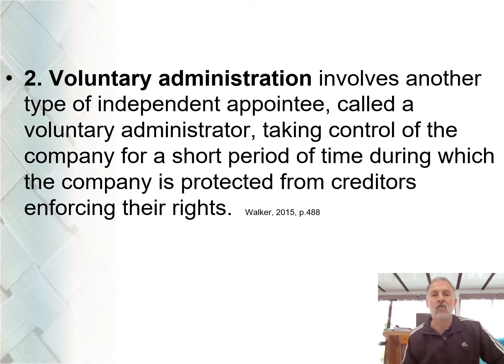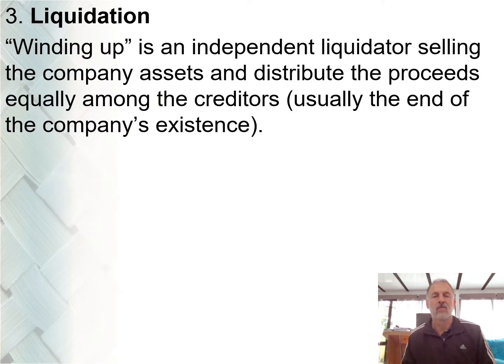Voluntary administration involves another type of independent appointee called a voluntary administrator, taking control of the company for a short period of time, during which the company is protected from creditors who wish to enforce their rights. Liquidation, sometimes we talk about it as winding up, is simply when an independent liquidator sells the company assets and distributes the proceeds equally among the creditors. And usually, it will mean the end of the company's existence.